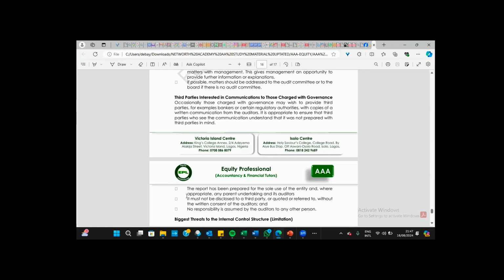You can see it here. It must not be disclosed to a third party or quoted or referred to without the written consent of the auditor. No responsibility is assumed by the auditor to any other person. See what I've said? It's just there. So I've summarized everything. Any question?